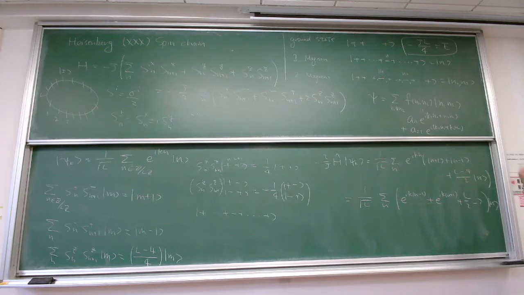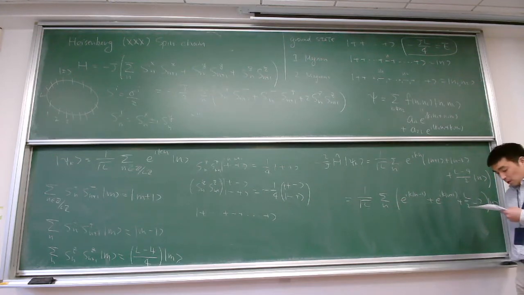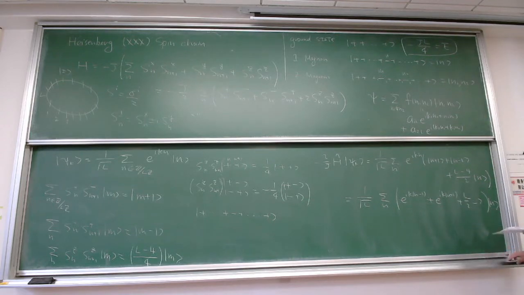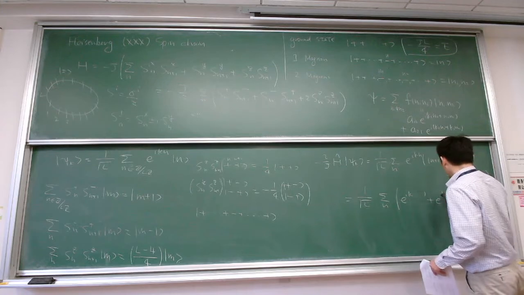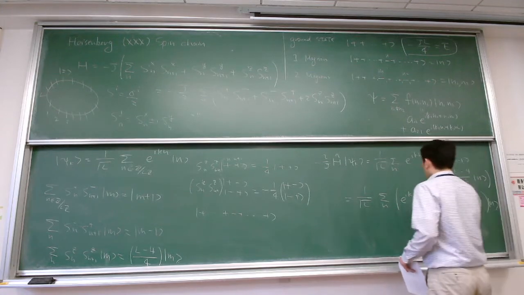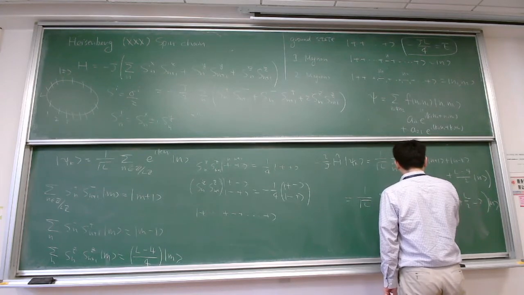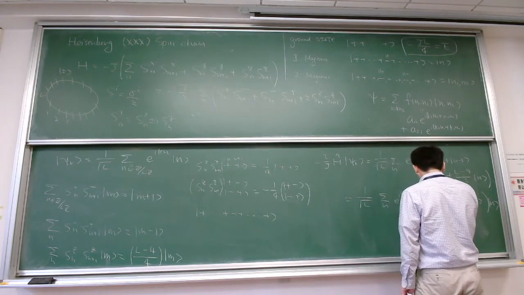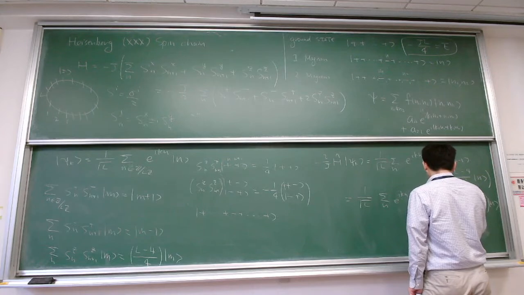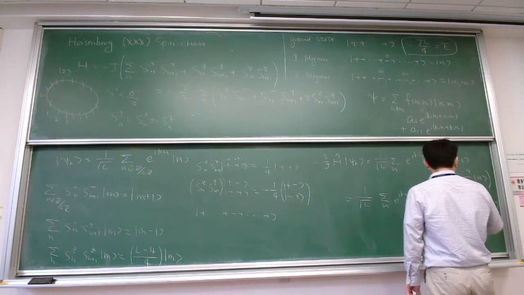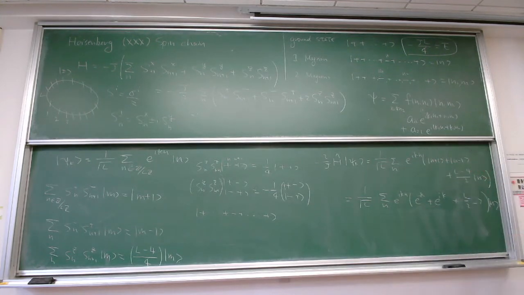So it's a secret, you just do the shift. So this will give you... oh, I'm sorry, I think I should write it this way: e to the i k n. Okay, so that's what you get.